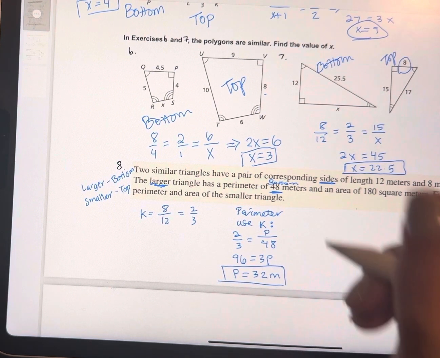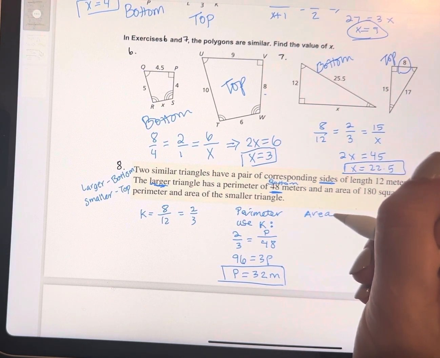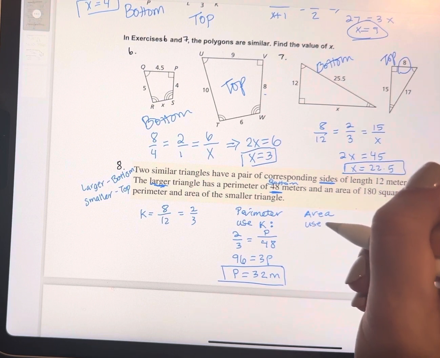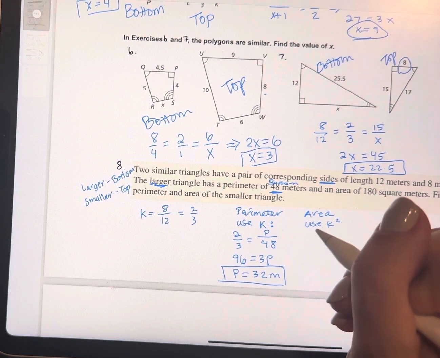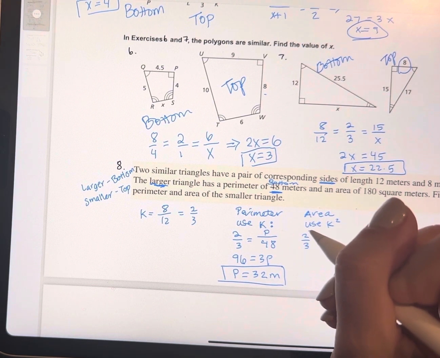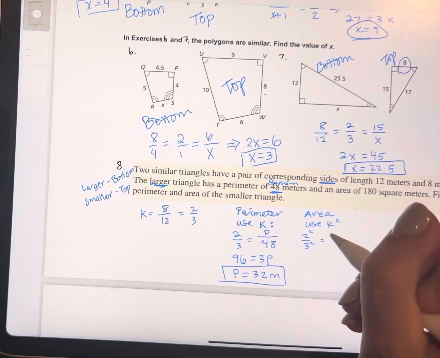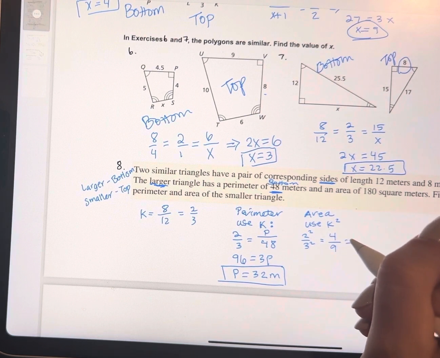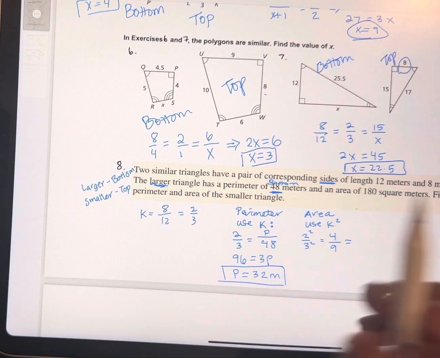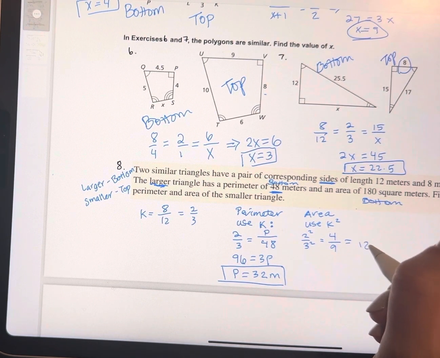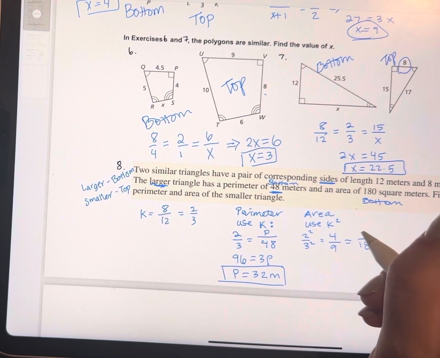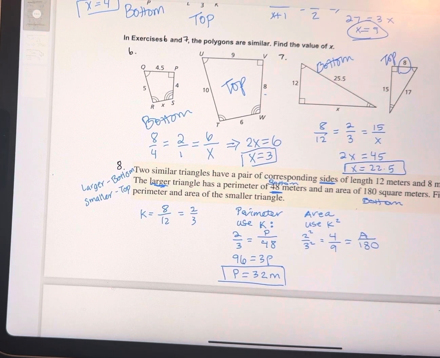All right, now we're going to do area. For area, we use k squared. So that means we take 2 over 3 and we square it. We get 4 over 9. Okay, the larger, so this is still the bottom, is 180. That was supposed to be an A, capital A for area.